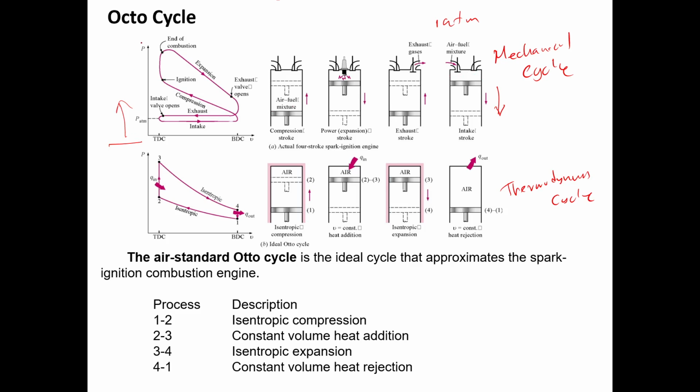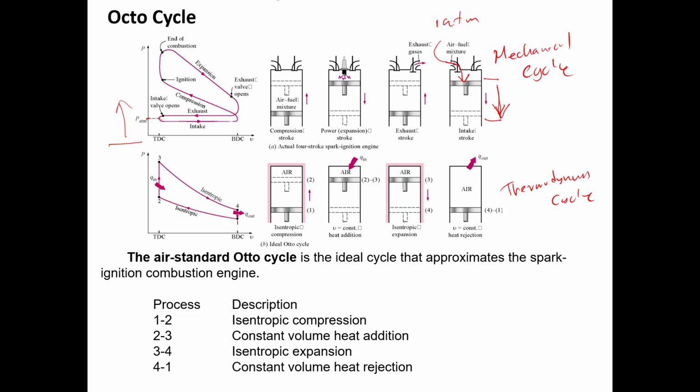So let me draw this at the same time in the PV diagram. So you have 1 atm here, right? So this is 1 atm and you are in here. When the piston moves down, it creates a vacuum, and to fill that vacuum the air normally comes in. Therefore when the piston moves from TDC to BDC, you have a vacuum there.